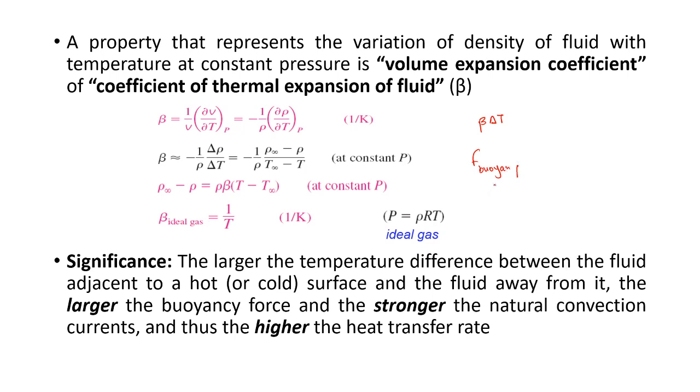Since the buoyancy force is proportional to the density difference, and this density difference is proportional to the temperature difference, we have the significance of this value beta: the larger the temperature difference between the fluid adjacent to a hot or cold surface and the fluid away from it, the larger the buoyancy force and the stronger the natural convection current, and thus the higher the heat transfer rate.